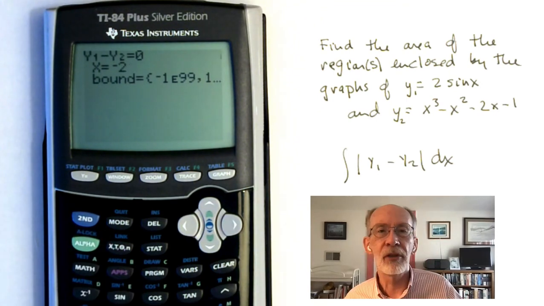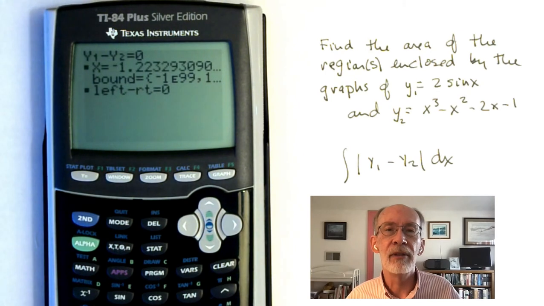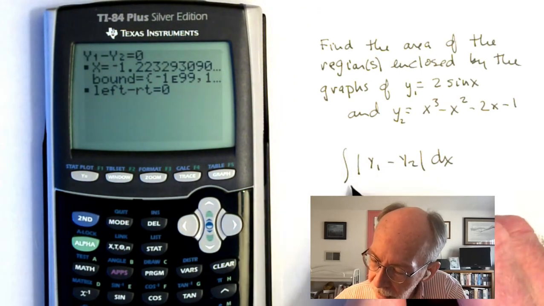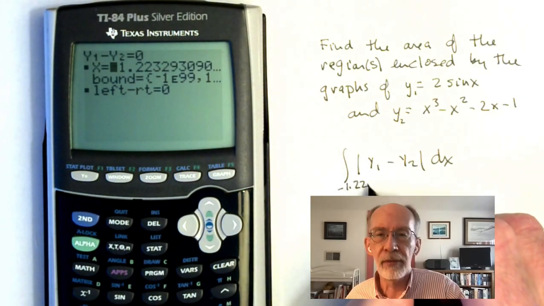And then we'll go alpha solve, and we find that it's about -1.223, and certainly that's going to be the one that we're looking for. So -1.223 is our lower limit of integration.